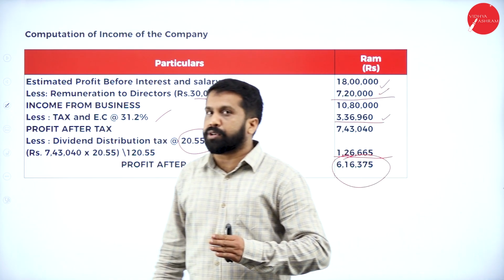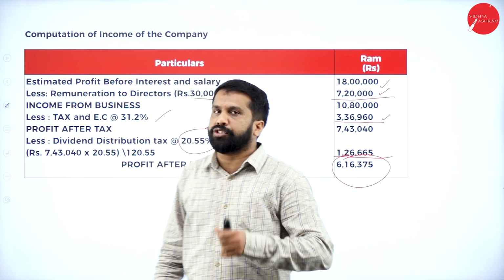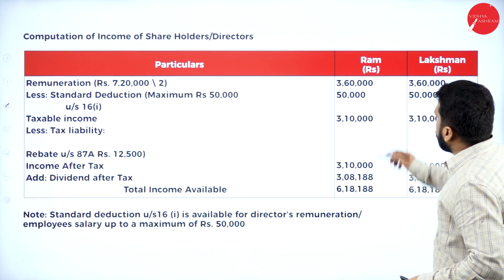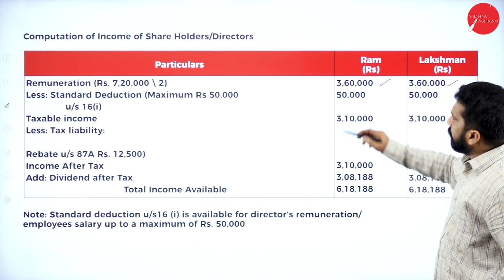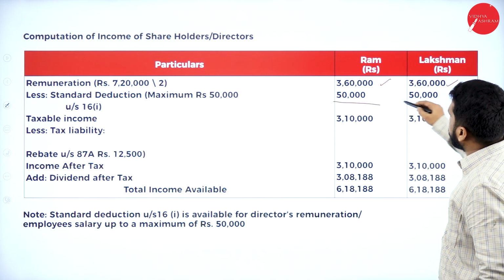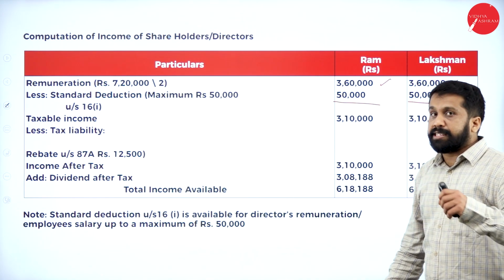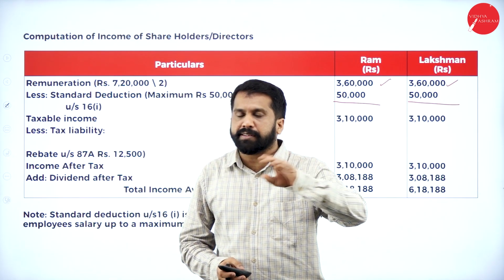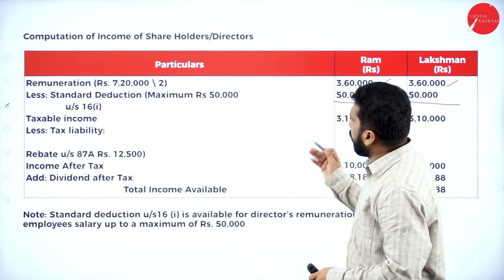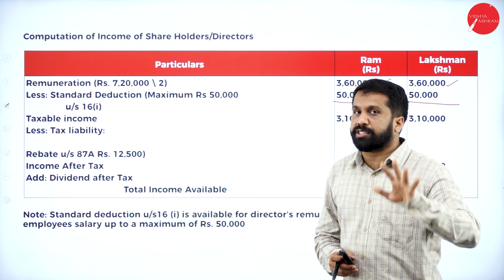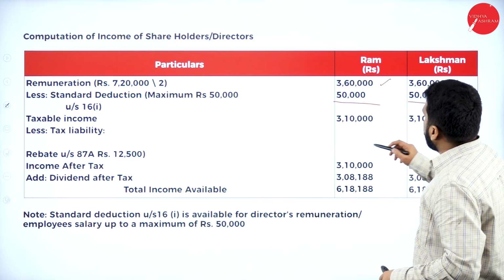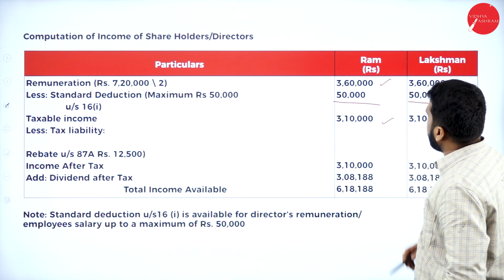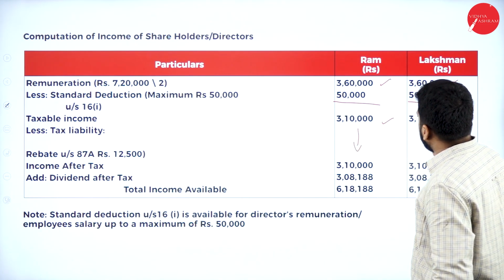Now, what you are supposed to do? Individual calculation. 3,60,000. There is a standard deduction of 50,000. So, in case of company, for individual, there is a standard deduction of 50,000 for everybody. Clear? Earlier it was 40,000. Now it is how much? 50,000. Now, it will be 3,10,000. So, there is no tax.